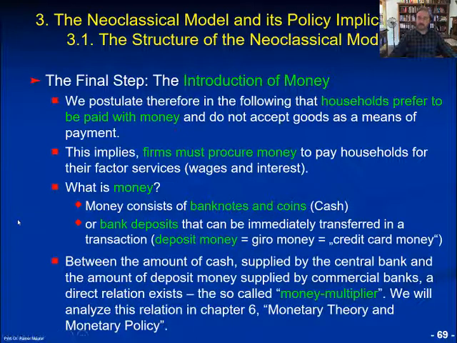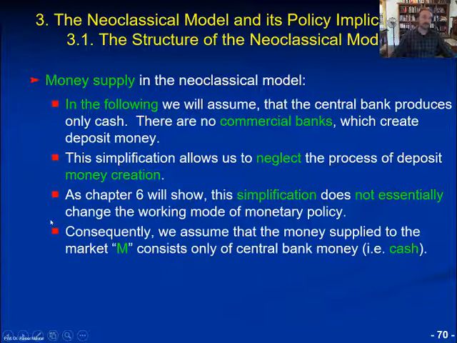Between the amount of cash supplied by the central bank and the amount of deposit money supplied by commercial banks, as we will see, a direct relation exists, the so-called money multiplier relationship. We will analyze this relation in chapter 6, Monetary Theory and Monetary Policy. In the following, we will assume that the central bank produces only cash. There are no commercial banks which create deposit money.